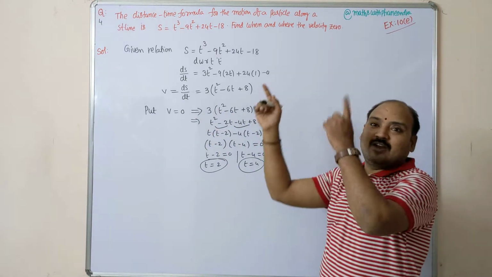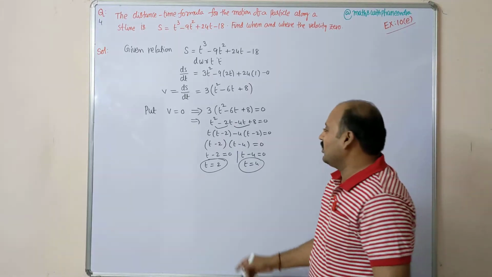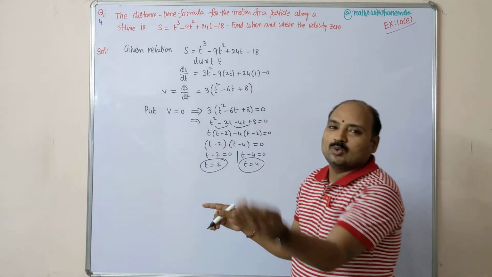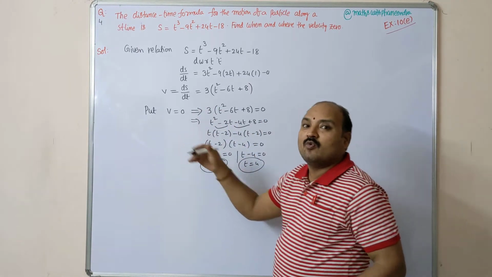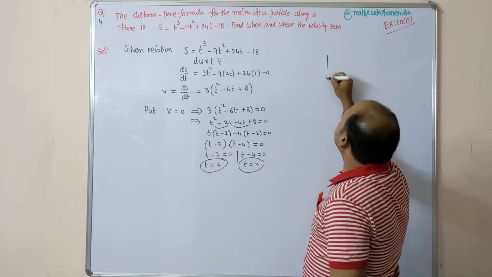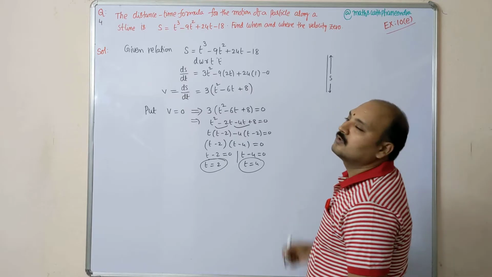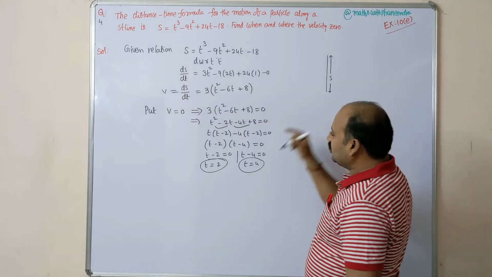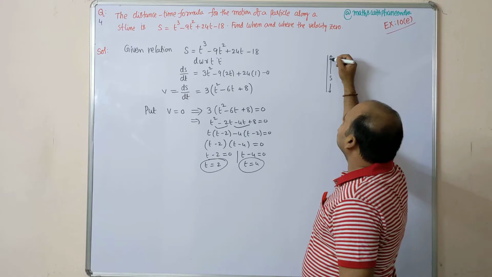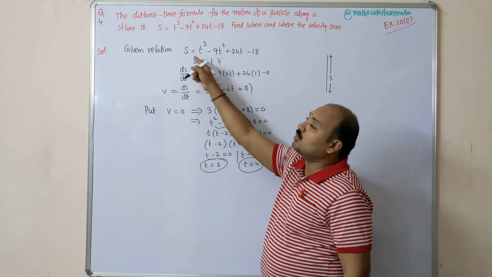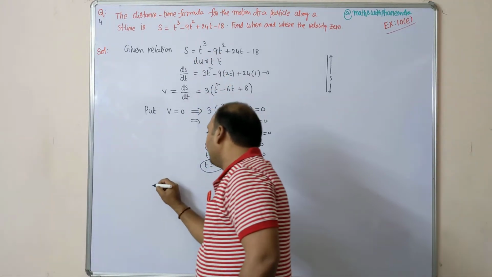When and where the velocity is 0, they are asking. So at t is equal to 2 seconds the velocity is 0, no? Where means, so this is the distance. At t is equal to 2 seconds the velocity is 0. So from at t is equal to 2 the displacement we need to calculate.